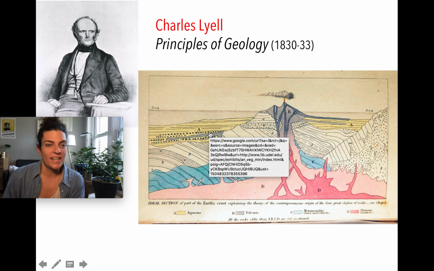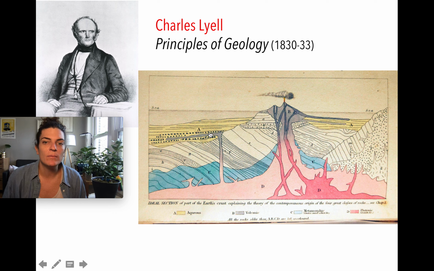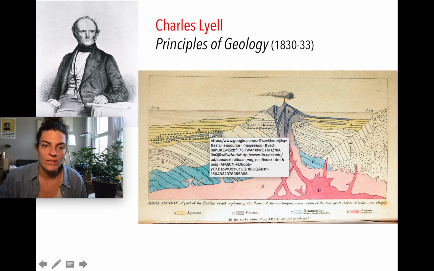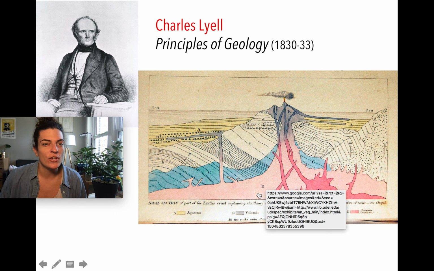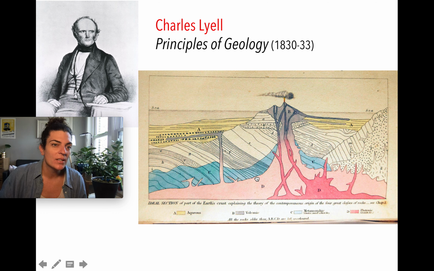Charles Lyell was thinking about things like the Grand Canyon and these layers of rock, and he wrote about the principles of geology. He thought, maybe we can tell the relative age of these different layers of rock by looking at where they are in proximity to each other, meaning rocks on the bottom are probably older than rocks on the top, right? So A is probably younger here, for example, than D, okay?